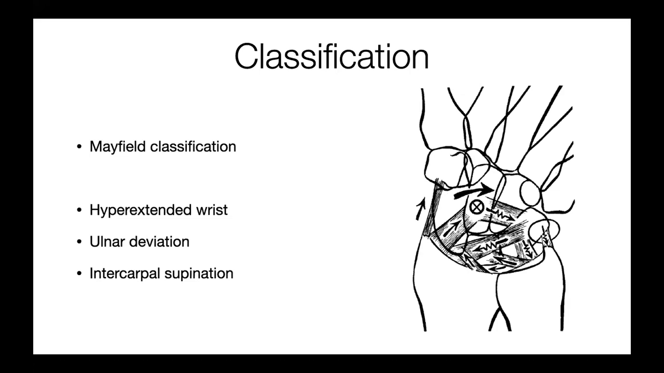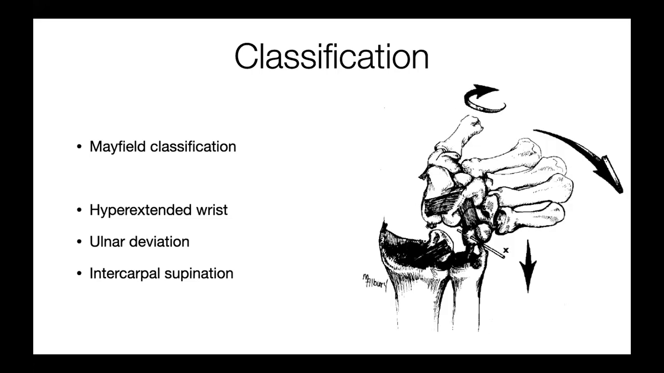So you can see that from the initial ulnar deviation, this is how you injure the radial sided structures. The next motion that the carpus goes through is that of intercarpal supination. And this is centered around the rod, which is going through the triquetrum. And you can see that the carpus is now supinating relative to the lunate. And this is how you derive the more ulnar-sided injuries.